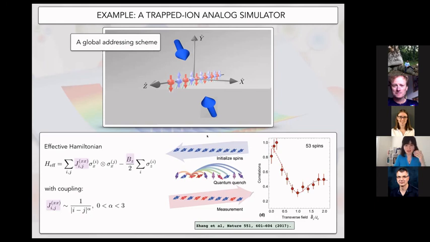And with this sort of simple setup, you can effectively engineer an Ising Hamiltonian, and therefore be able to look at the long-range Ising spin-to-spin interactions, and maybe even look at the dynamical phase transition in this example, for systems that you cannot really do classically anymore. So this is quite exciting.